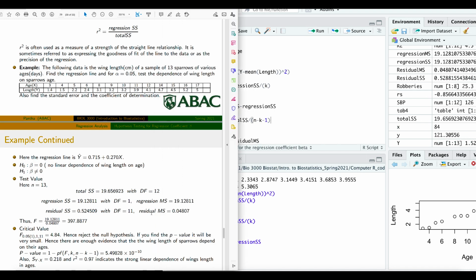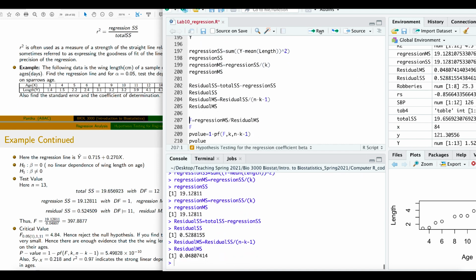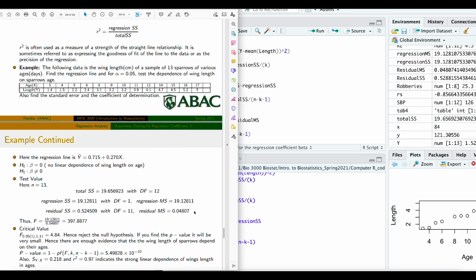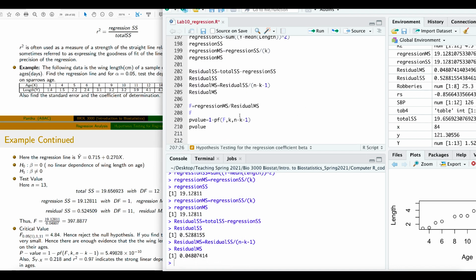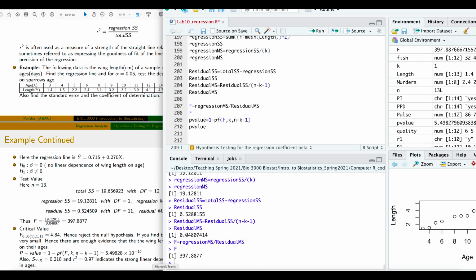Now we need to find out the residual MS, which is residual SS divided by the degrees of freedom. That's what you get, and residual MS is 0.04807. That is the residual MS. Now what is the F statistic, or the test value? It is regression MS over residual MS. You see that? 19.12811 over 0.04807. If you do that, then you get 397.8877. That's what I did here. So the F value is 397.8877.